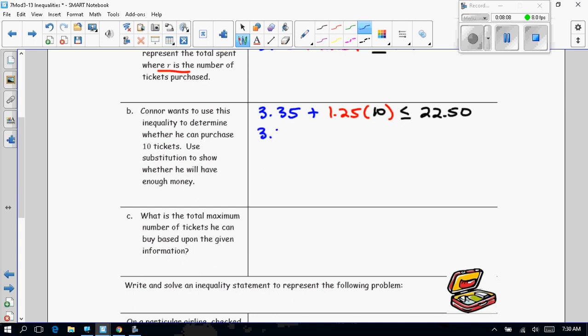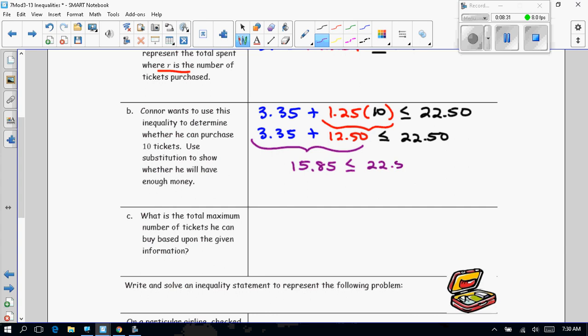$3.35 doesn't change. When I multiply $1.25 times 10, I get $12.50. And is that less than or equal to $22.50? Well, let's add these up. $3.35 and $12.50, that gives me what? $15.85 is less than or equal to $22.50. That is a true statement, so yes, he can buy 10 tickets, right? He's even going to have money left over, right?